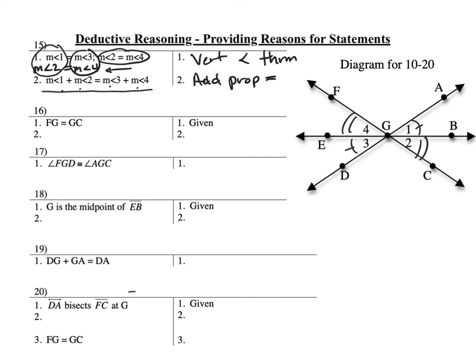Number 16, we're given that FG equals GC. So this one, let's change colors. That one is equal to that one. Well, what does that tell you? It tells you something about G. If a point divides a segment into two equal parts, then it's a midpoint. So G is the midpoint of FC. And that's the definition of a midpoint.